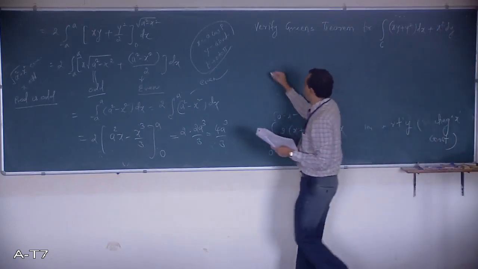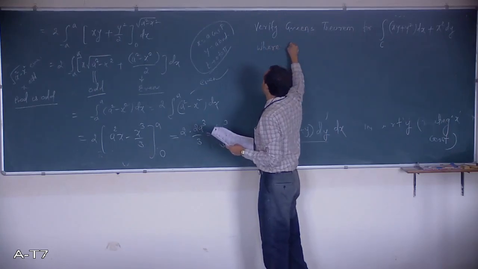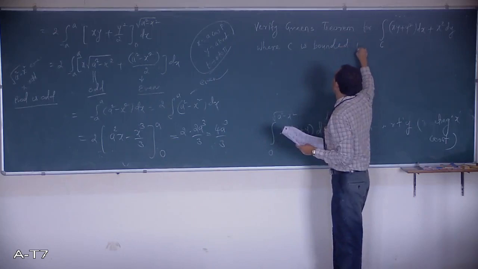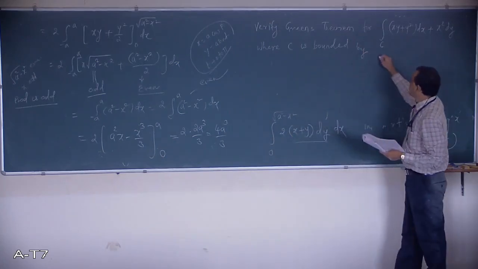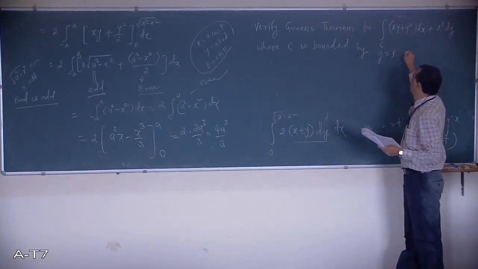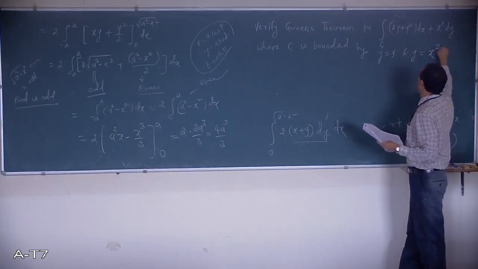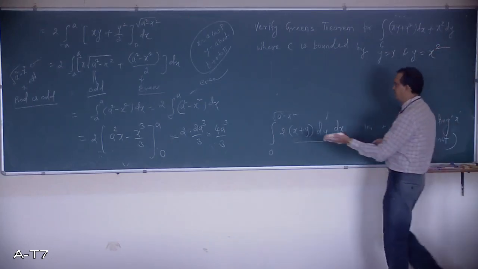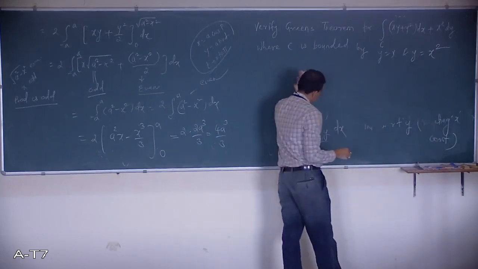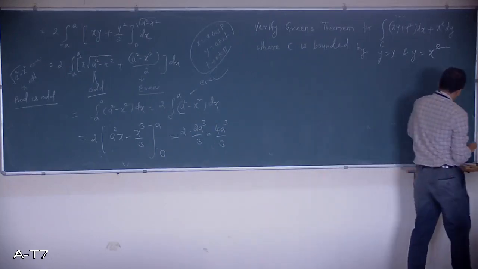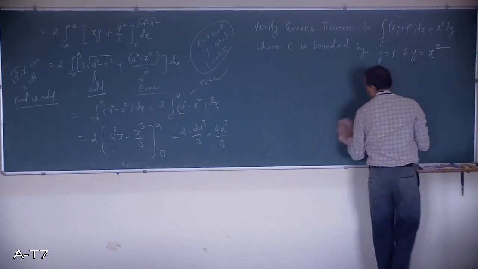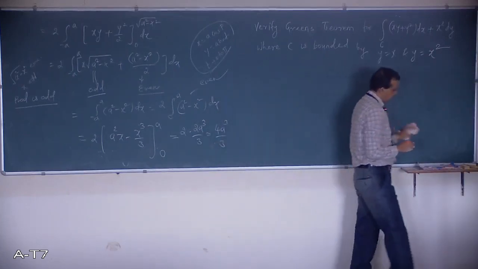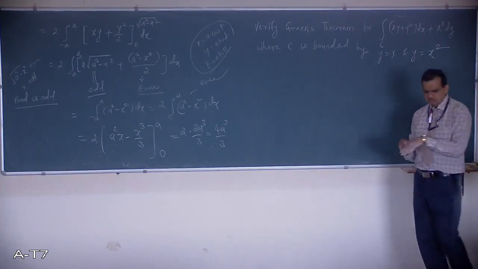where C is bounded by y is equal to x and y is equal to x square. It is bounded by y is equal to x and y is equal to x square. Both the curves are familiar to you, so I don't think there is any problem regarding this. Already in double integral many times you might have come across these curves.